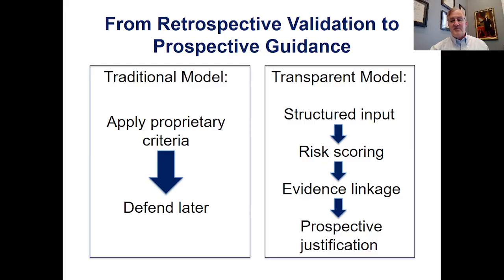In traditional systems, clinicians apply proprietary criteria and only reconstruct the justification later if the decision is challenged. Because the decision logic is opaque, that process requires trained reviewers to interpret charts line by line and translate clinical documentation into criteria logic. When the logic is transparent and linked directly to validated risk models and evidence, those relationships become machine computable. The determination and its justification can occur simultaneously rather than retrospectively.